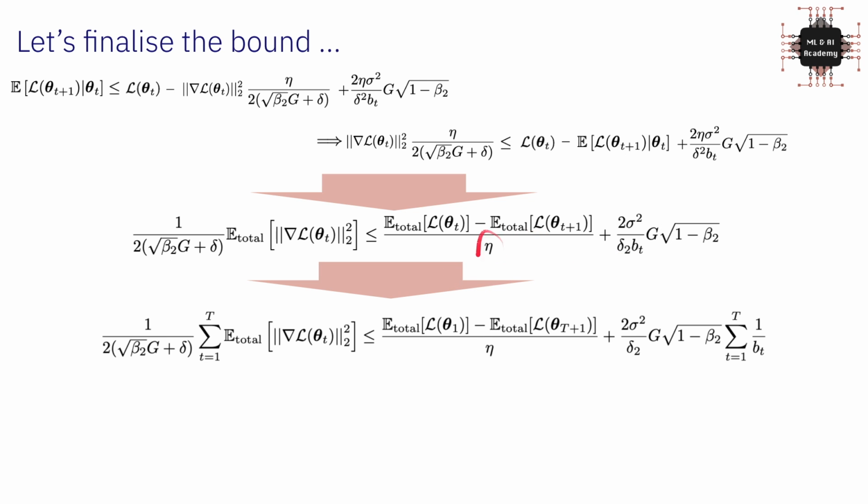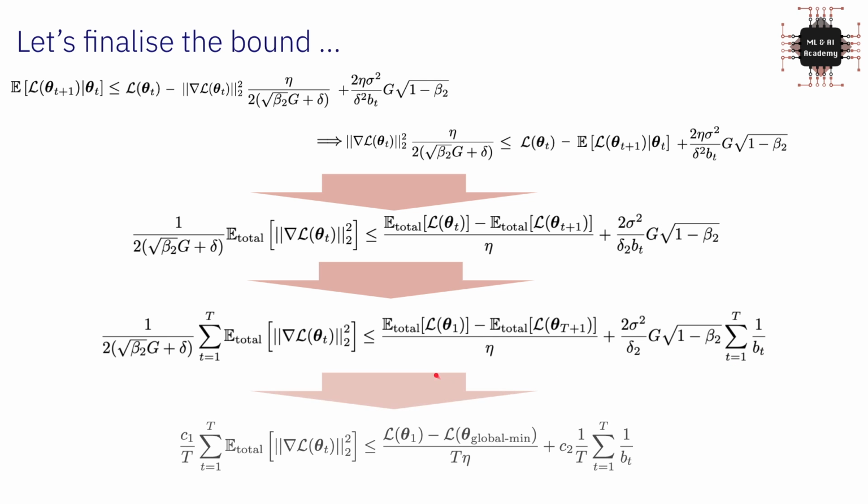And then we have this division by 1 over eta t, and now don't forget that we have the summation as well here of 1 over bt. Good. Now remember that the theta 1 is in our choice, right?